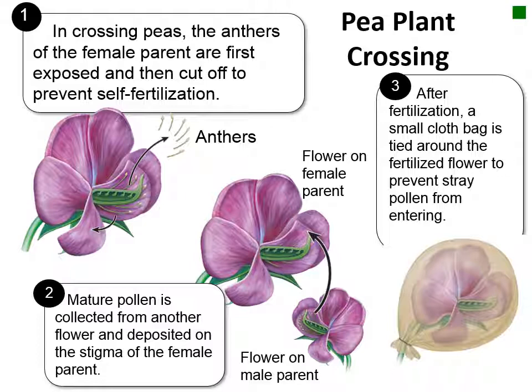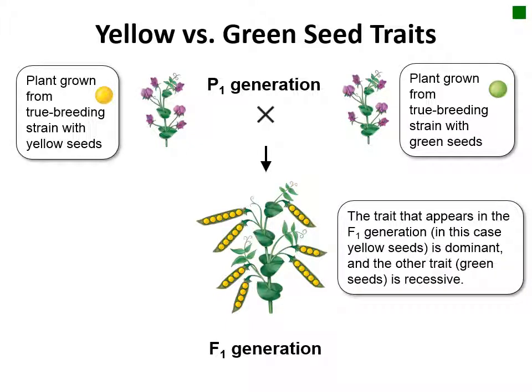For each of the 7 contrasting traits, the original true breeding strains are referred to as the parental, or P1, generation. The offspring of these crosses are called the F1 generation. In this cross of P1 yellow and P1 green, all the F1 offspring had yellow seeds. Mendel saw this same pattern for all 7 traits. Only one of the traits was seen in all F1 plants.